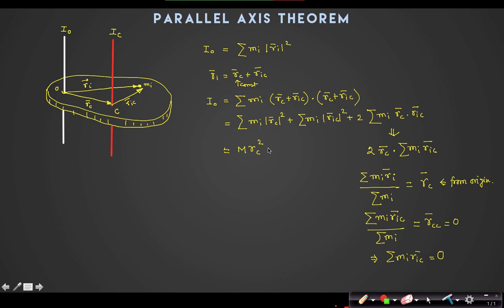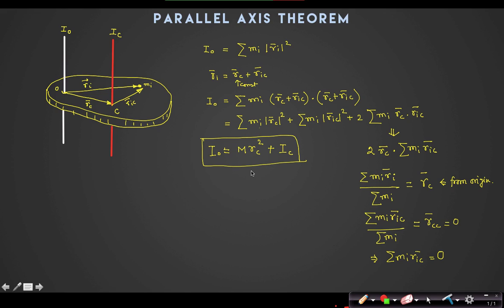And what is the second term? Can you tell me what is the second term? Is it moment of inertia? Moment of inertia of what? Moment of inertia of the body about center of mass, yes. So I_O is equal to I_C plus M r square. That is the parallel axis theorem.